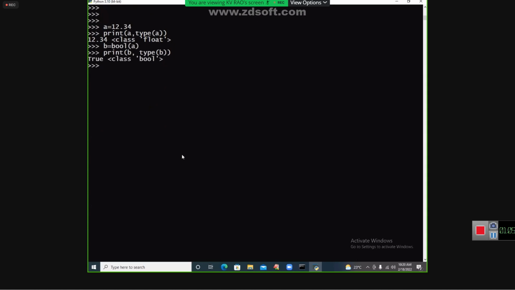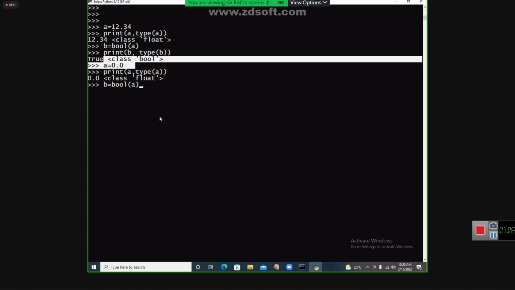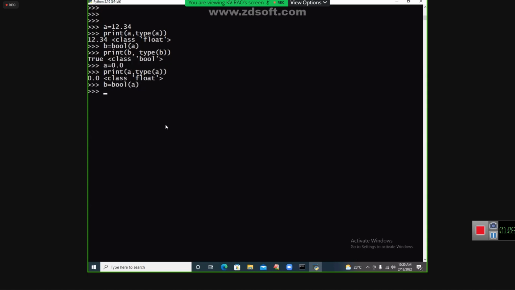Beautiful. A is equal to 0.0. The value is 0, and a 0 value is called false. Yes, beautiful. Bool of A is false. Now I want to ask one question. A is equal to 0.0000001.